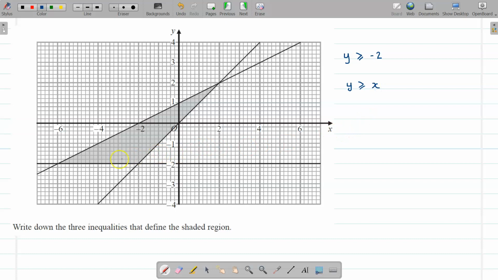And the third inequality is this line here. This line is the line y equals a half x plus 1, and the shaded region is below it. So it's y less than or equal to a half x plus 1. Okay, and that's it.